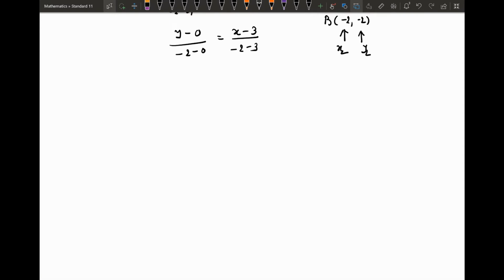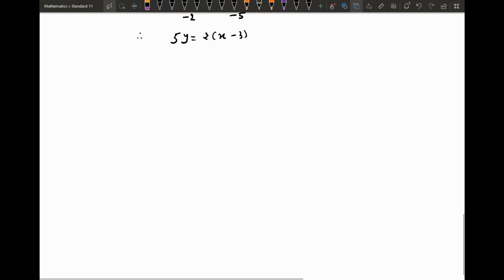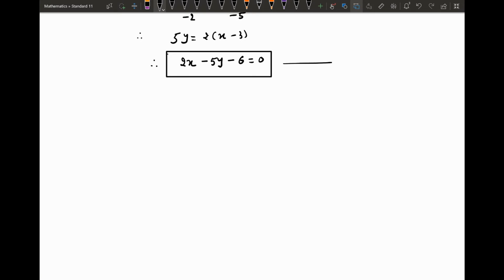Now let us simplify. Therefore, minus minus plus, and take cross multiplication. Further simplification is 2x minus 5y minus 6 equal to 0. This is the Cartesian equation of line AB.